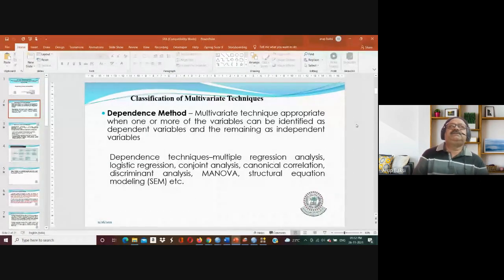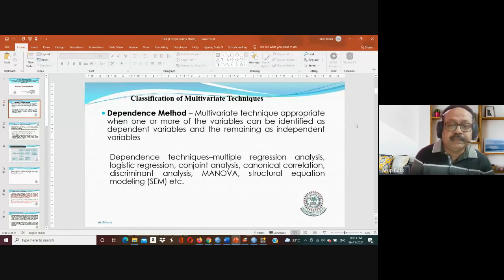So the dependence method, we can just put a very simple definition or a simple understanding or concept for this. The multivariate technique appropriate when one or more of the variables can be identified as dependent variables and the remaining as independent variables. This is the most common kind of analysis most of the researchers come up with. So we have a number of dependence techniques that we can apply.